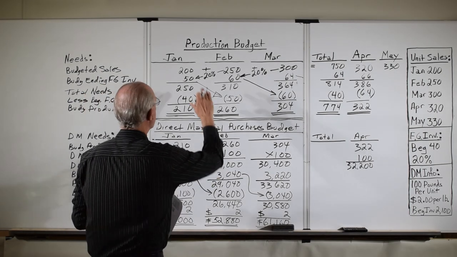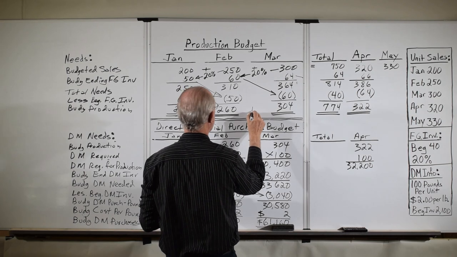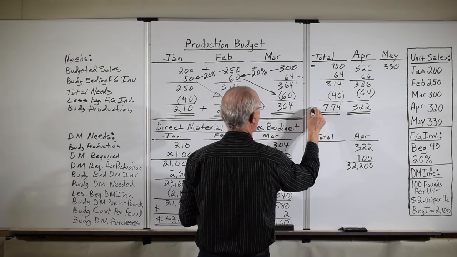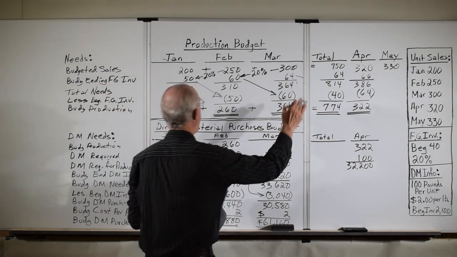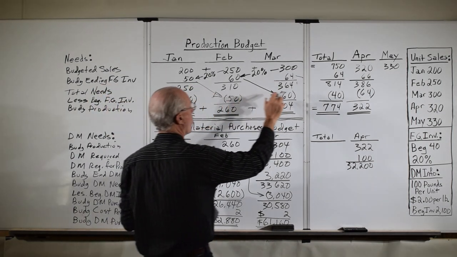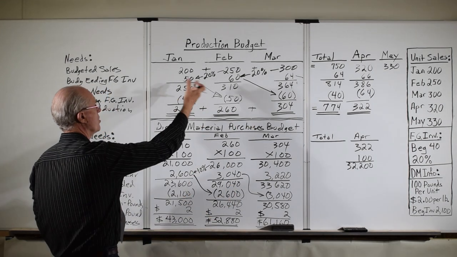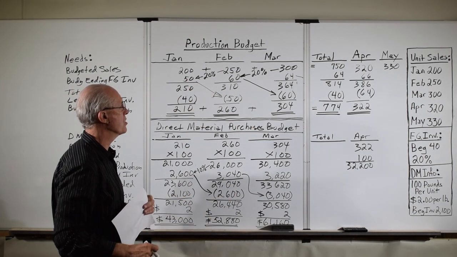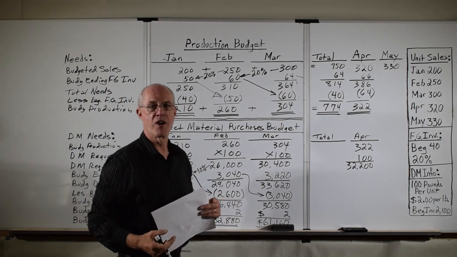Now you can add the top row across, and you can also check your numbers by adding the budgeted production row across. That's fine. But you can't add this total needs row across because of the way the inventories are working. Sometimes you're using other inventory amounts. So there you go. There's our total column for the production budget.